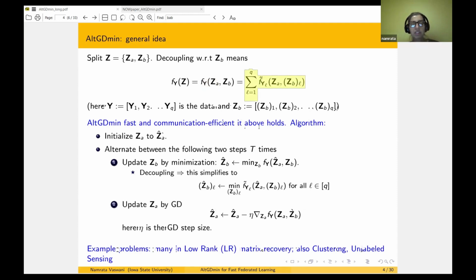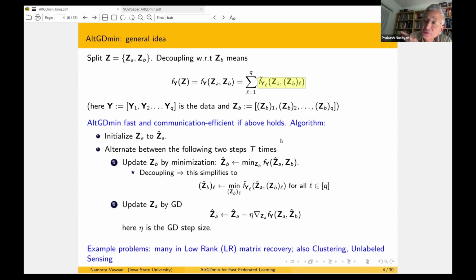Let me come to the next three slides. So I just gave a general algorithm, just so that if people want to go to sleep after this talk, this is it, after this slide. But I'll come to the low rank column-wise sensing problem, which is most of this talk, where I'll show how this decoupling occurs.